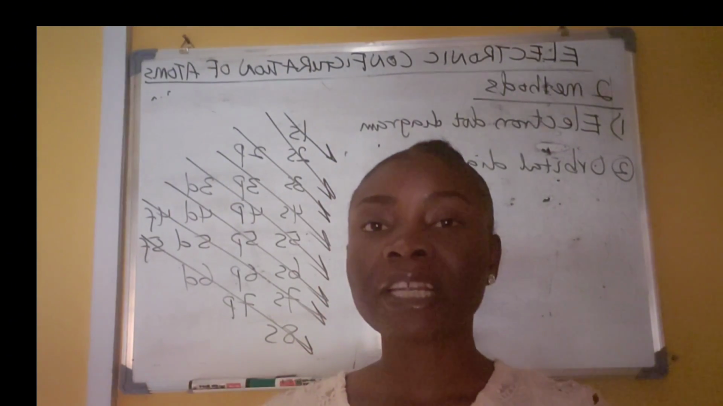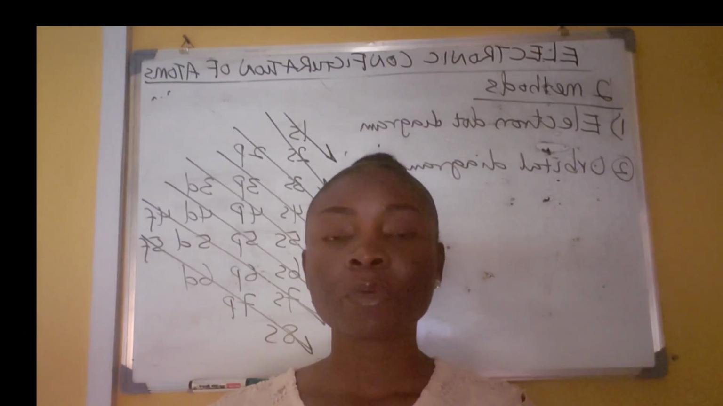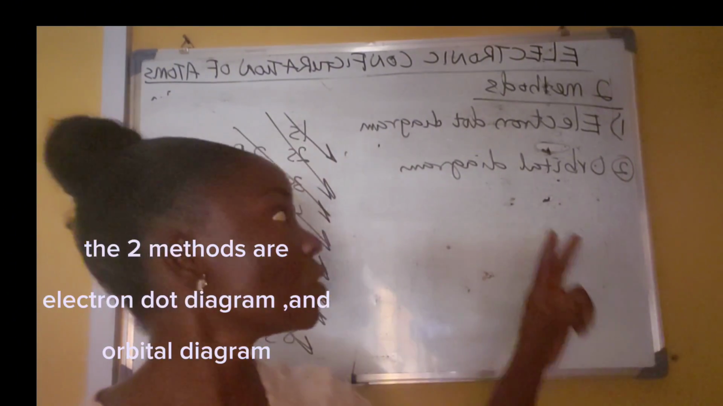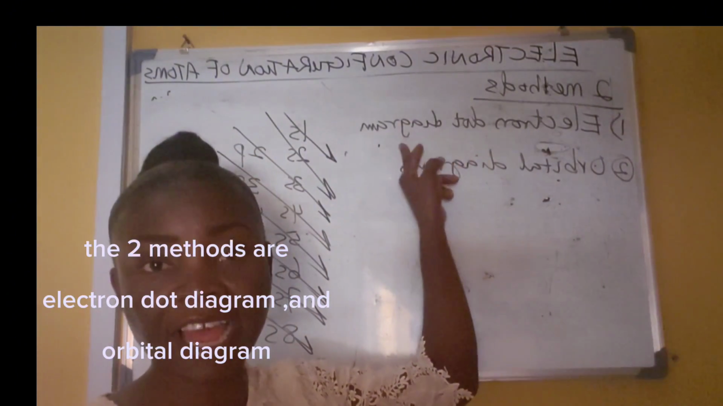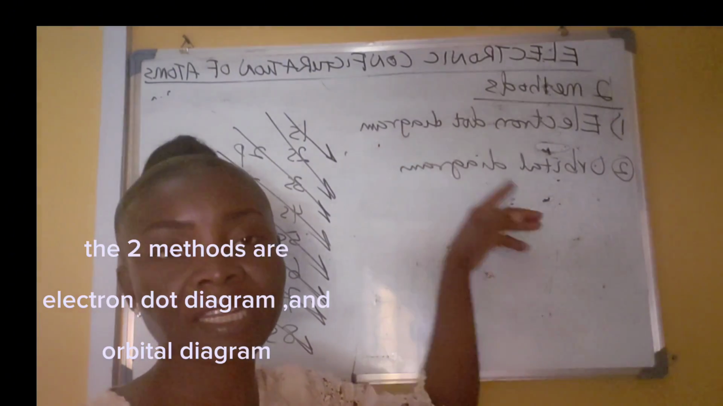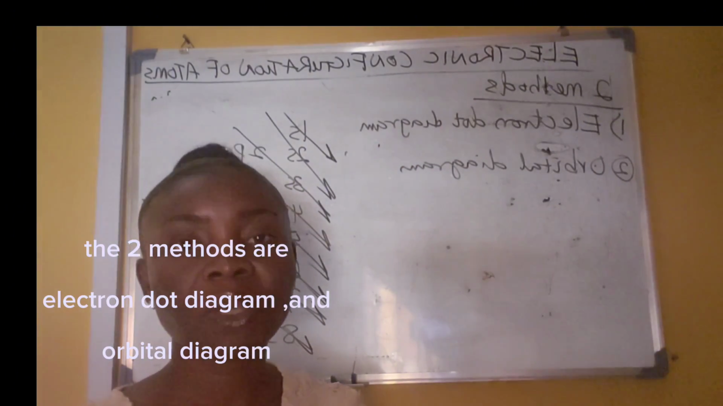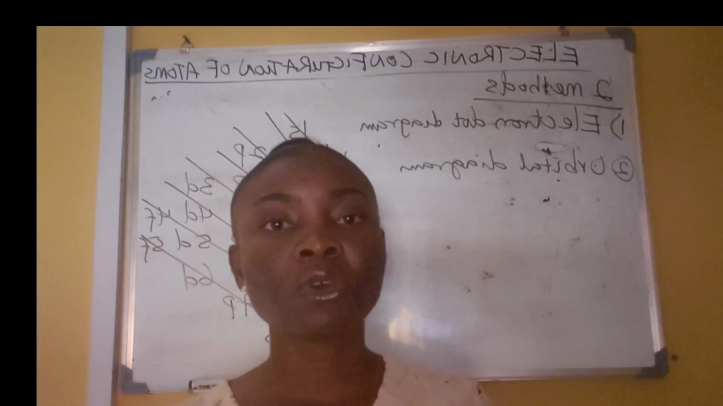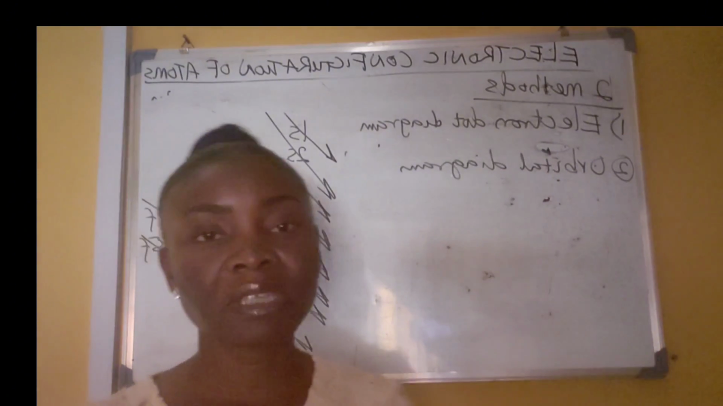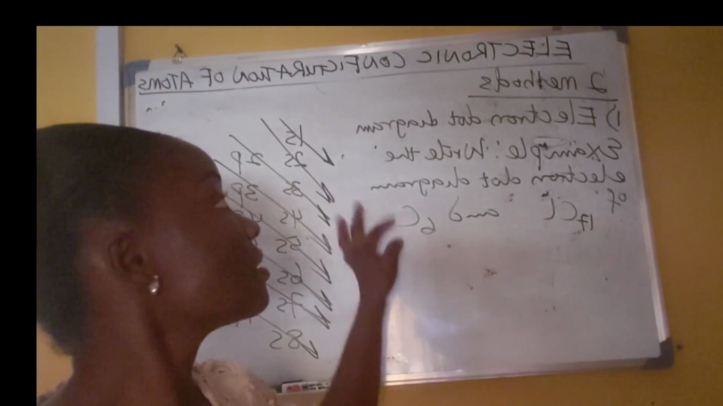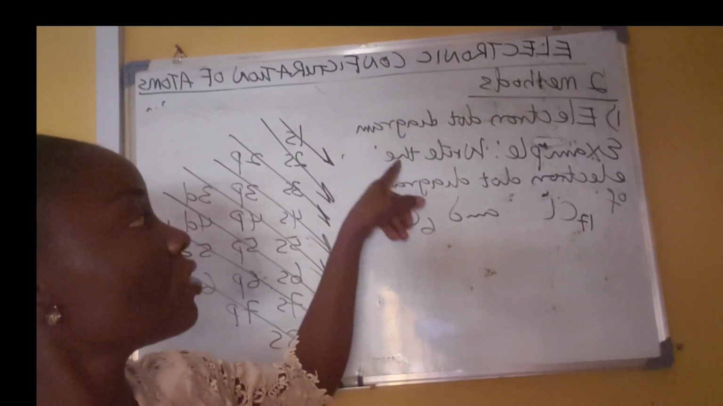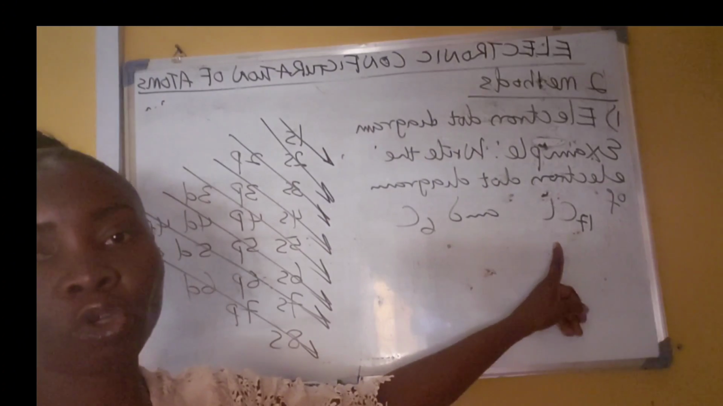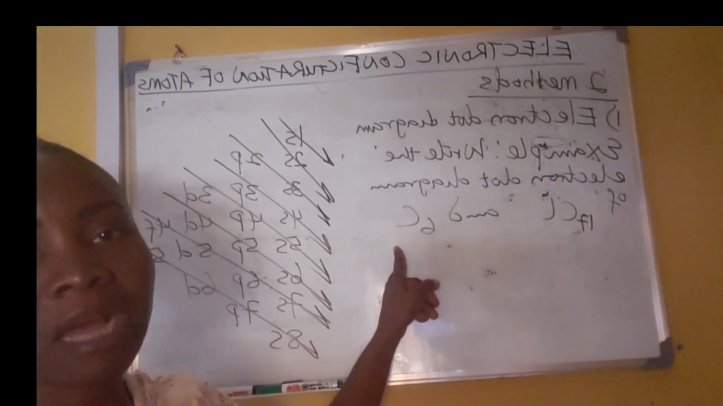Then, for us to write the electronic configuration of atoms, we have two methods that we can use. The first one is the electron dot diagram, and the second one is the orbital diagram. We shall be making use of these two. First of all, we are going to look at the electron dot diagram. We are given this question to write the electron dot diagram of these atoms: chlorine and carbon.